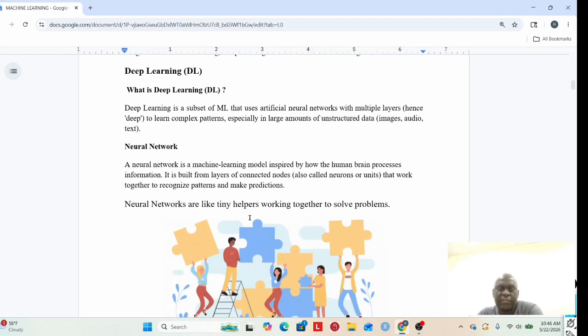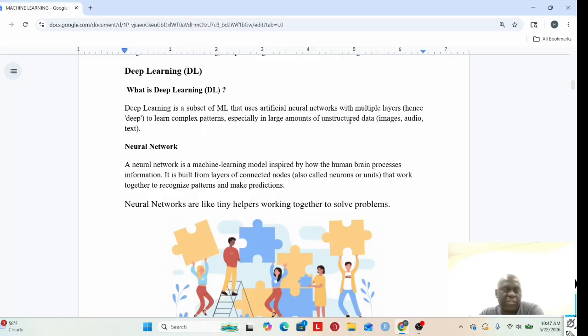So, as we had mentioned, deep learning is a subset of machine learning that uses artificial neural networks with multiple layers, hence deep, to learn complex patterns, especially in large amounts of unstructured data, for example, images, audio, and text. What does this mean? We will have a graphical representation later on of what they call these neural networks and layers.